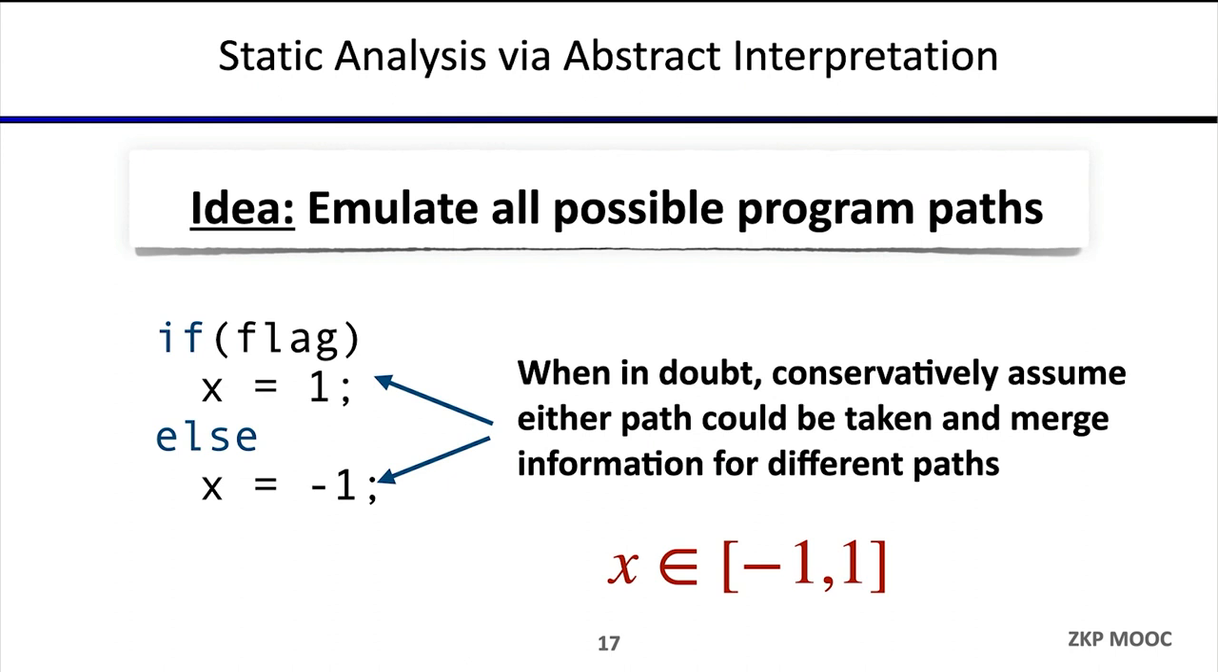For instance, in this example, it's very difficult to tell statically whether x is going to evaluate to 1 or minus 1, because we don't know the actual value of flag, right? Because flag can evaluate to either true or false during runtime. However, what we can do is conservatively conclude that x holds an abstract value ranging between minus 1 and 1. It is imprecise, but it over-approximates the original behavior.